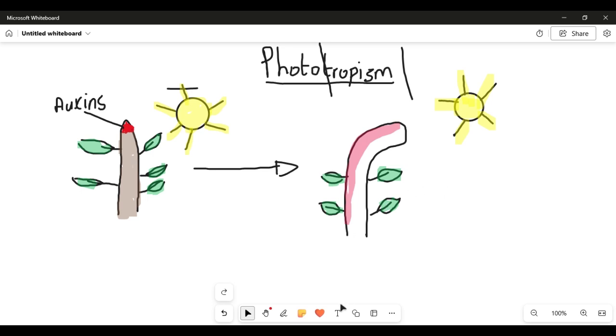So let's focus today on phototropism. What is phototropism? Phototropism is just the movement of the plant towards the light. So the plant itself is responding to light. It means that the plant is bending towards light, right? And which hormone causes this movement towards light? That hormone is called auxins, right?